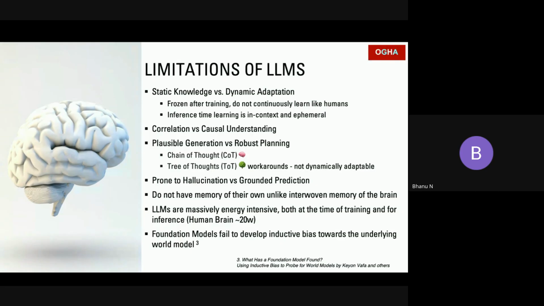Of course, you have chain of thought, tree of thoughts. It can take multiple paths simultaneously in parallel and then work out the best path. But these are kind of workarounds. This is not full dynamic adaptation. And they're prone to hallucination. If they don't know the answer, they can kind of cook up an answer and give it to you with the same confidence level as if it's real. That versus as a human being, you do a lot of grounded predictions of future states. That's not there yet. And they don't have a memory of their own.